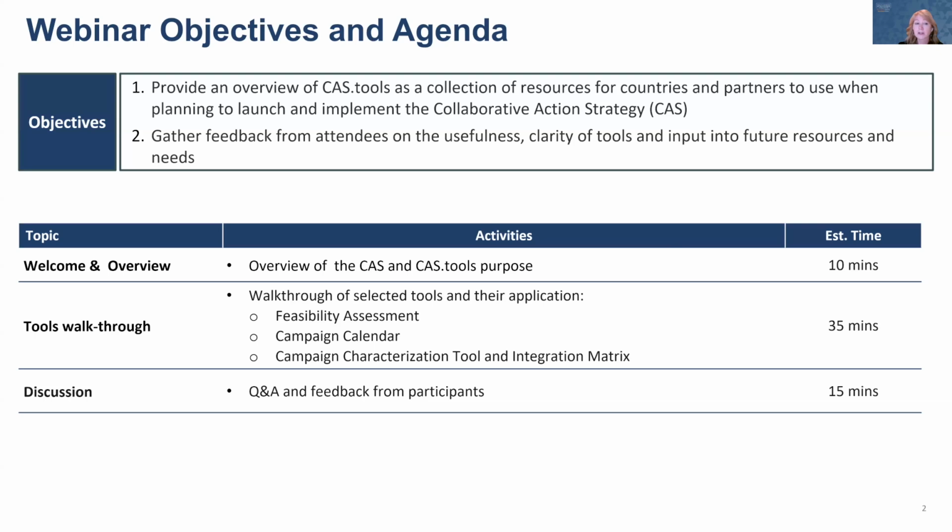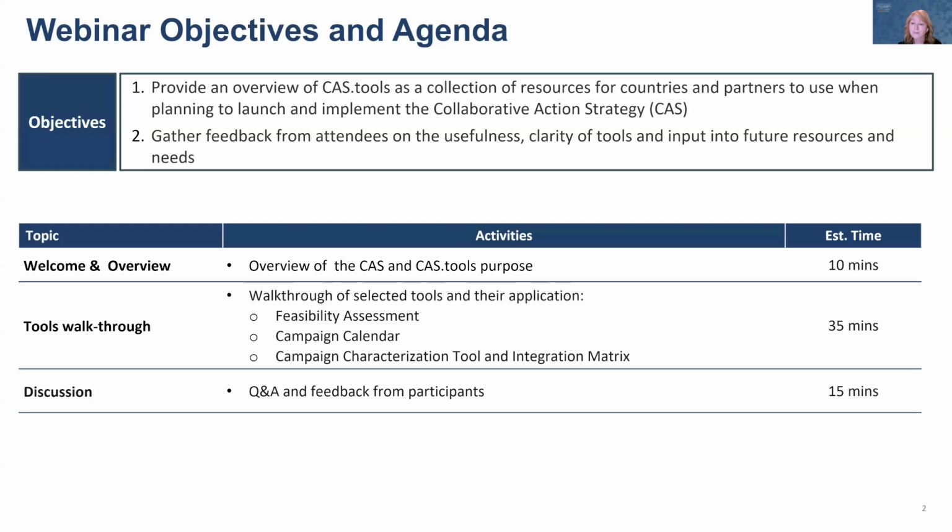So for our agenda, I'm going to start off with a very brief overview for those of you that are perhaps new to the Collaborative Action Strategy. And then I'm going to turn it over to our colleagues from the Canberra Collective, who've been very instrumental in working with us and the countries and our team in putting these resources together. They're going to give you a brief overview of the types of tools that are included in the website, and then provide a more detailed walkthrough of selected resources. And again, please feel free throughout the session to ask questions, and then we reserved the last 10 to 15 minutes for discussion and Q&A.